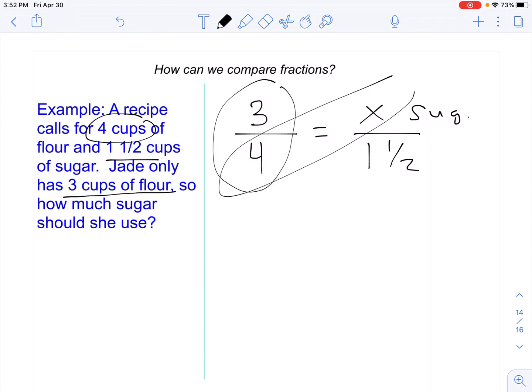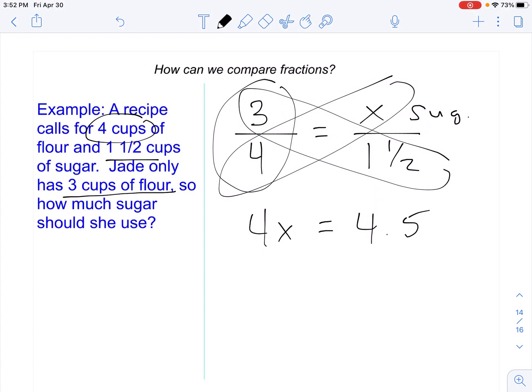Well, we can set our cross products equal. 4x equals 3 times 1.5. Well, 2 times 1.5 would be 3, so this is going to be 4.5. Divided by 4. And I get 1.125 cups of sugar, or 1 1/8.